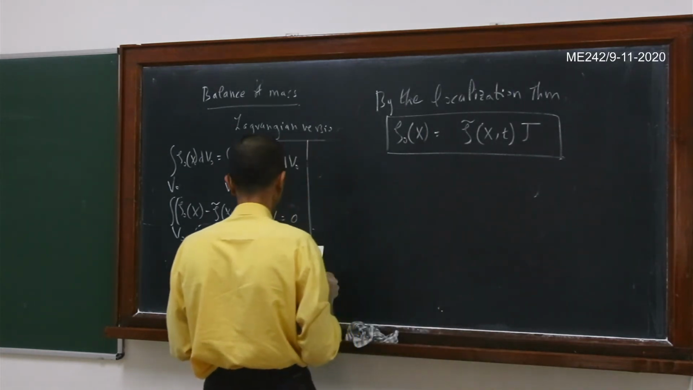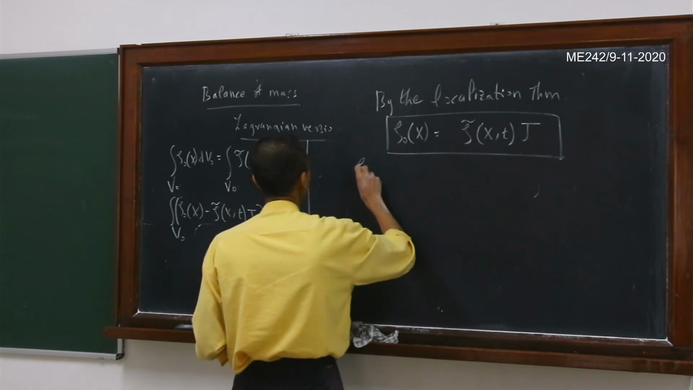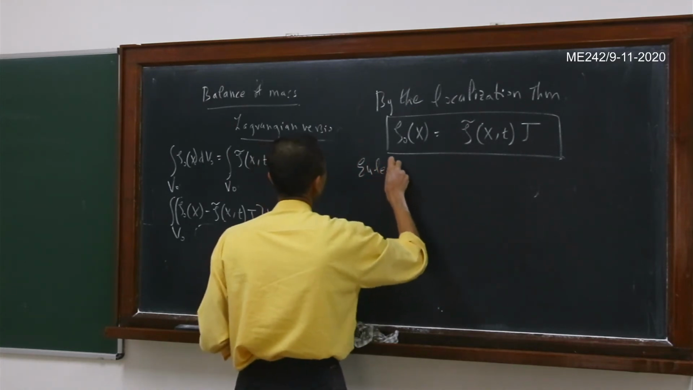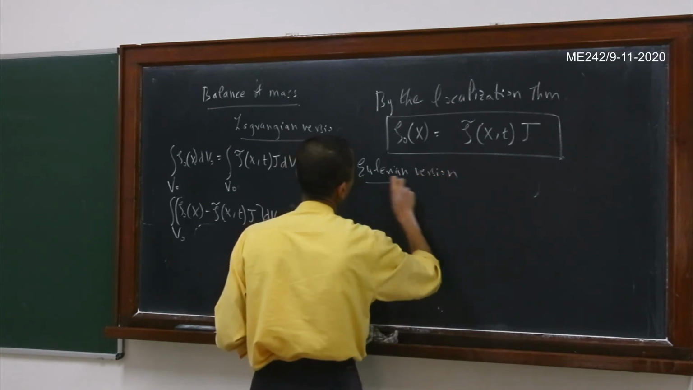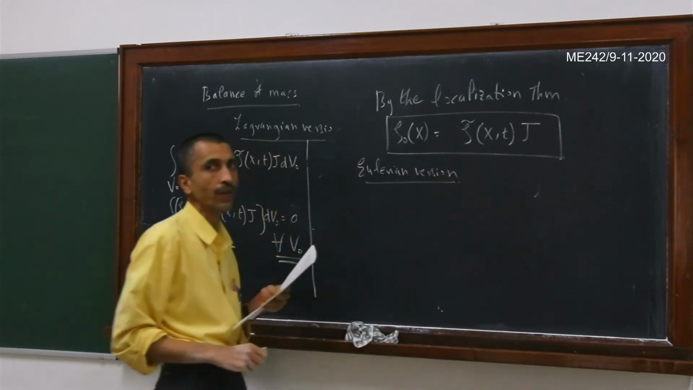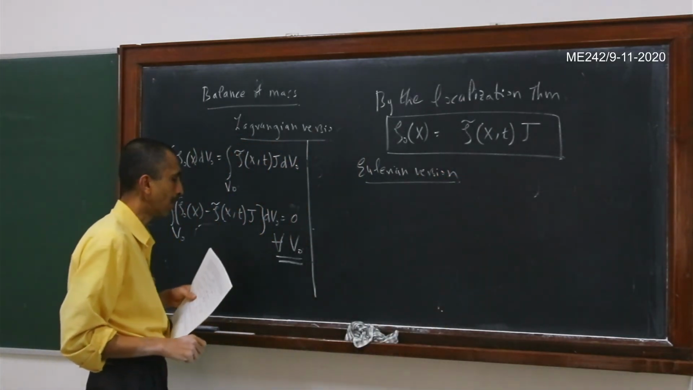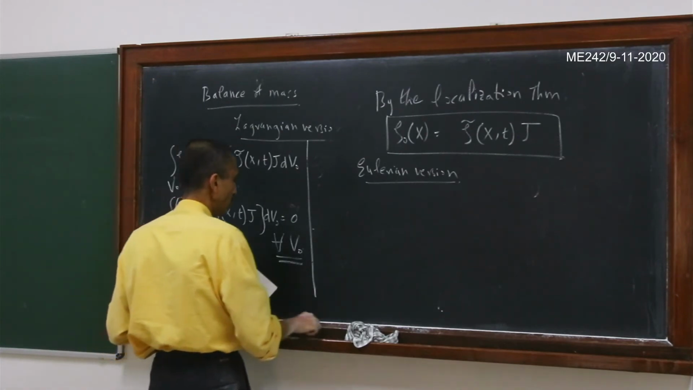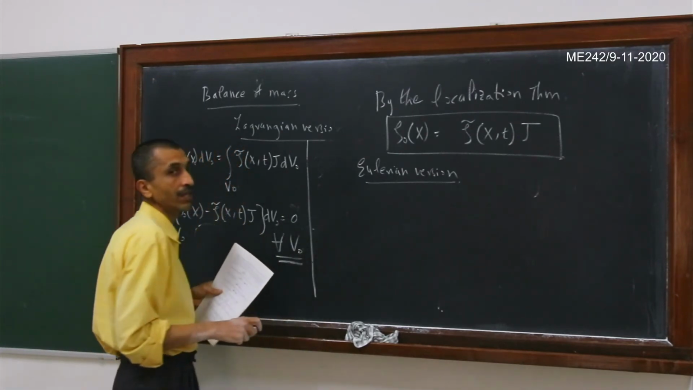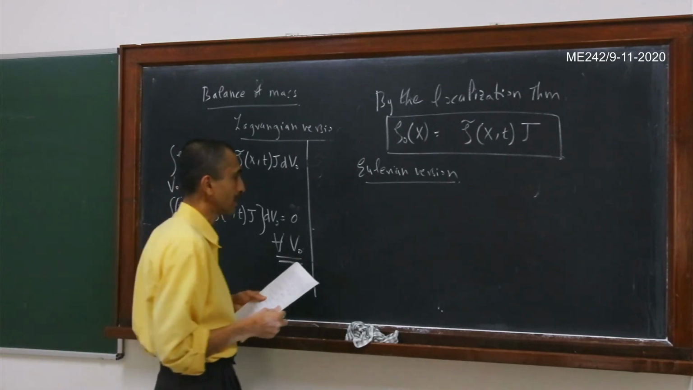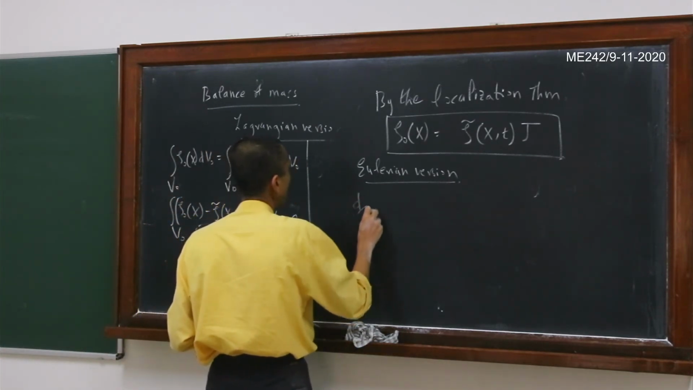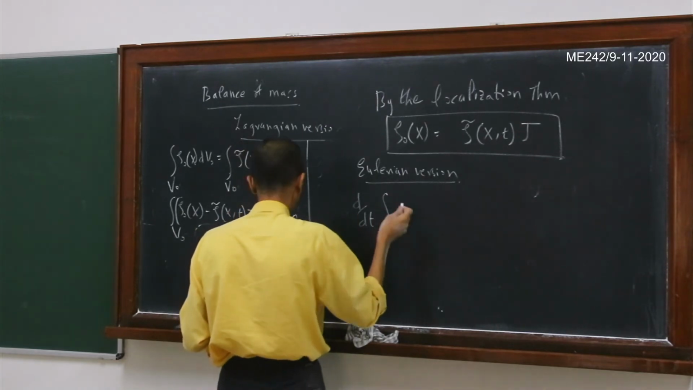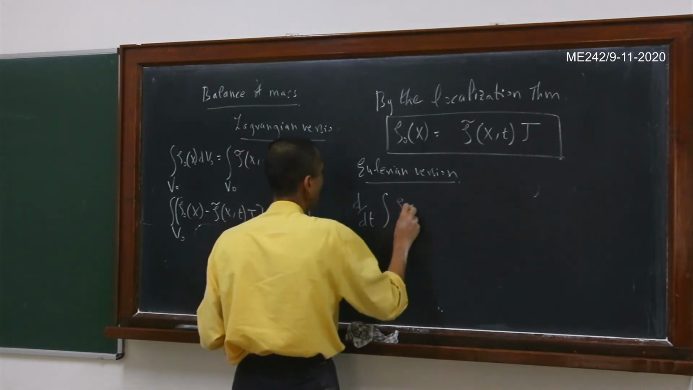Now let us go to the Eulerian version. As I said, generally the Lagrangian version is what will be useful in problems in solid mechanics, and the Eulerian version is what will be useful in problems in fluid mechanics, right? So let us now look at this Eulerian version. Here we will write this mass conservation in a slightly different way.